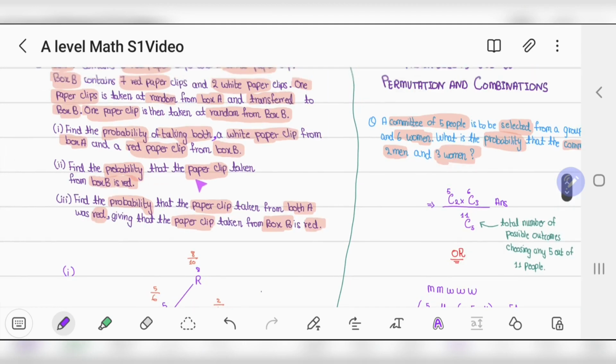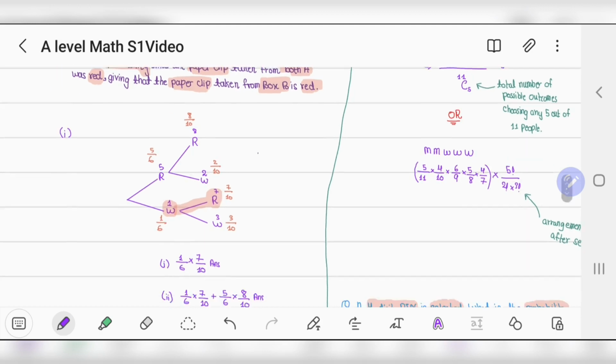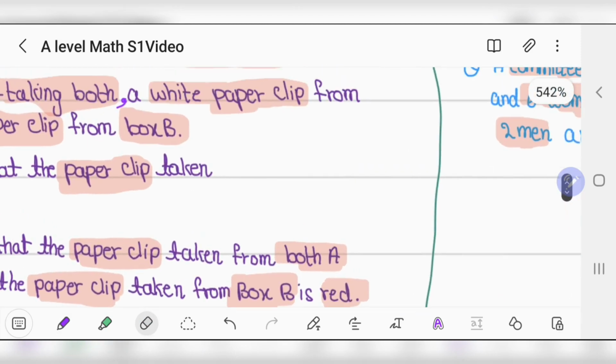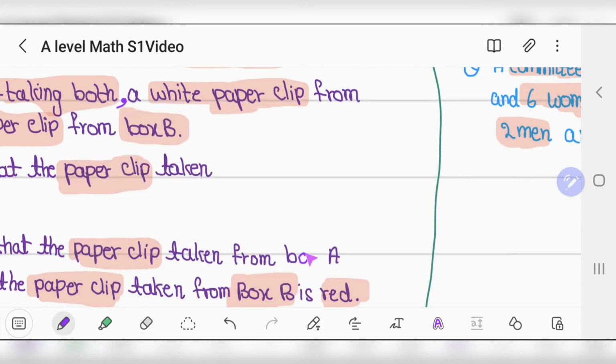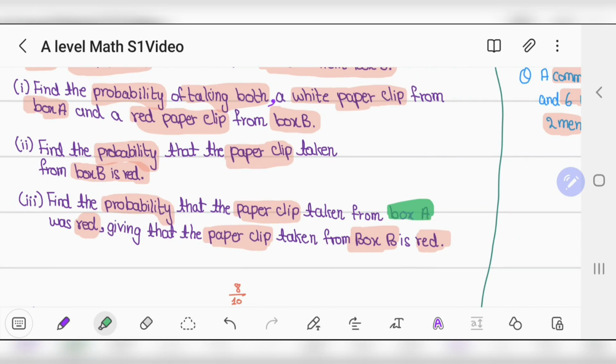Then it says find the probability that the paperclip taken from box B is red. Okay, so from box B is red. So 5 upon 6 multiplied by 8 upon 10 plus 1 upon 6 multiplied by 7 upon 10. Right, answer. Now find the probability that the paperclip taken from box A, this is box A, was red, given that the paperclip taken from box B is red. Okay, let me write it down.